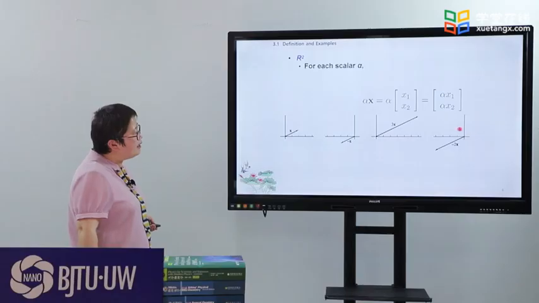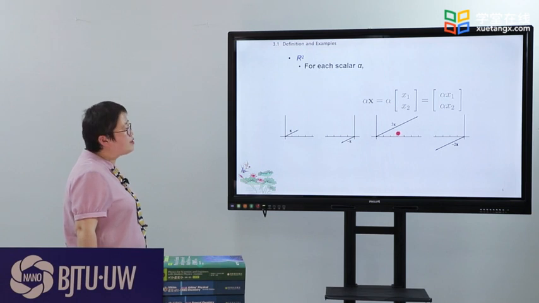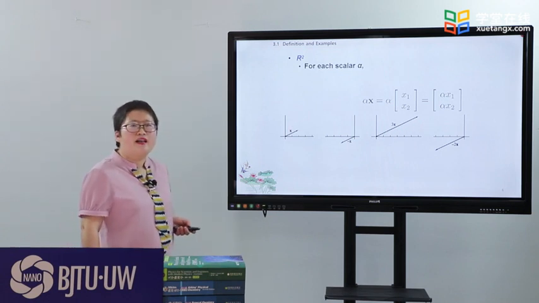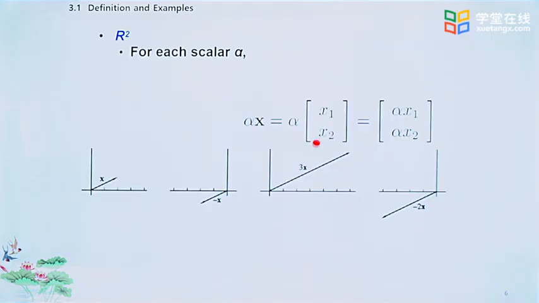Okay, and here is 3 times x, so alpha equals 3. This vector's direction is the same as the original vector x, and the length is 3 times. And here this vector is -2 times x, so you choose alpha equals -2. Because you have a negative sign, its direction is opposite with respect to x, and the length is 2 times of it.